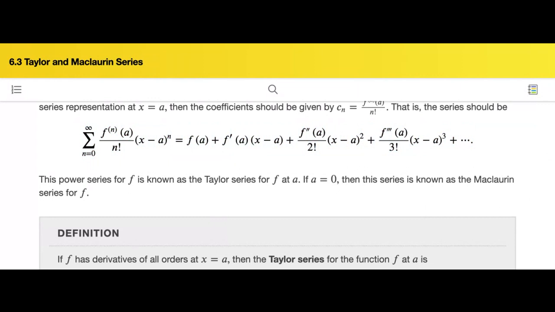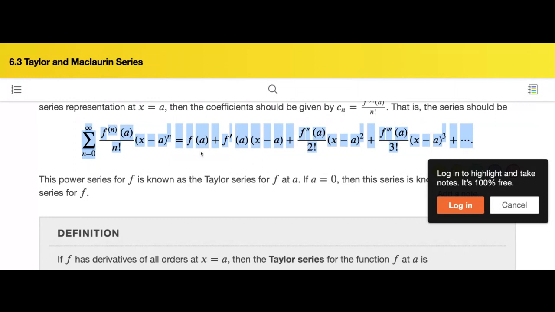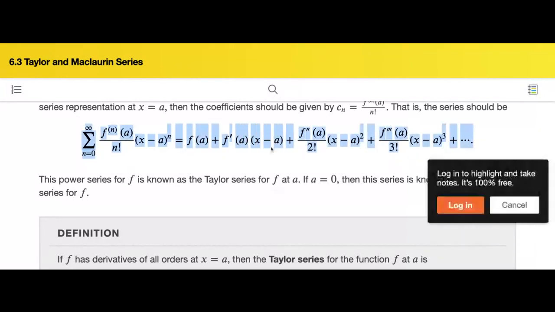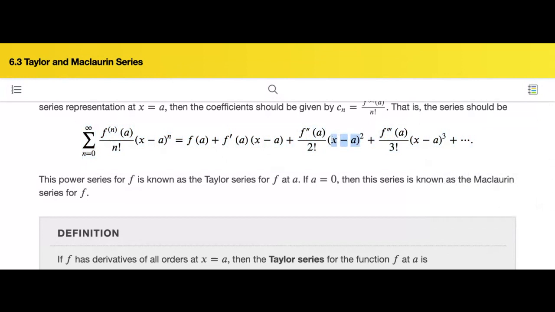Okay, so then the series of Cn times (x minus a) raised to the n can be represented by this, right? f(a) plus f'(a) times (x minus a), plus f''(a) divided by 2 factorial, times (x minus a) squared, right? We have a constant term, a linear term, a quadratic term, and so on and so forth.